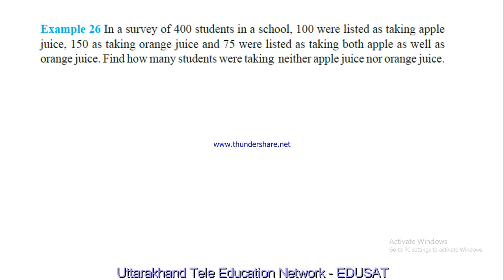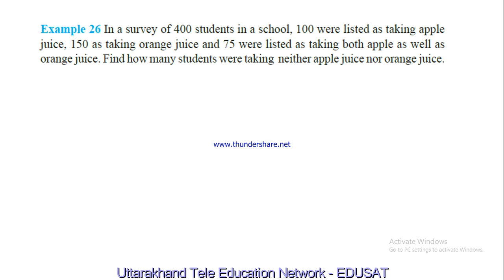Now both means, as I told you earlier, and, yeah, or, both basically means and, or both can also mean the intersection or the overlap part. So 75 is the value of those students who have both apple juice as well as orange juice. So basically this is A intersection O, right?